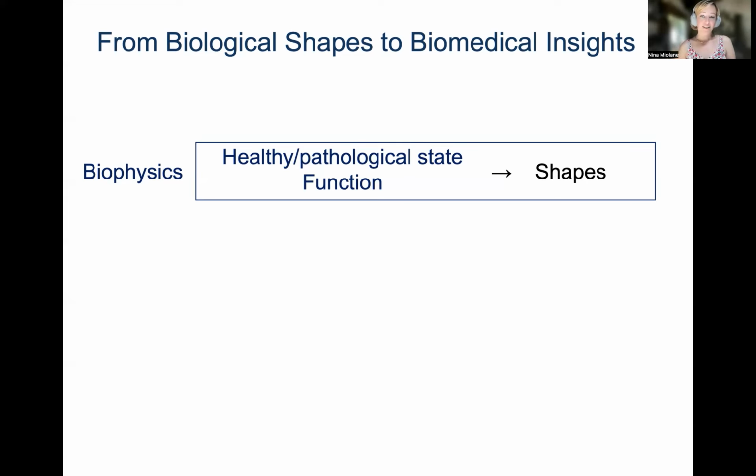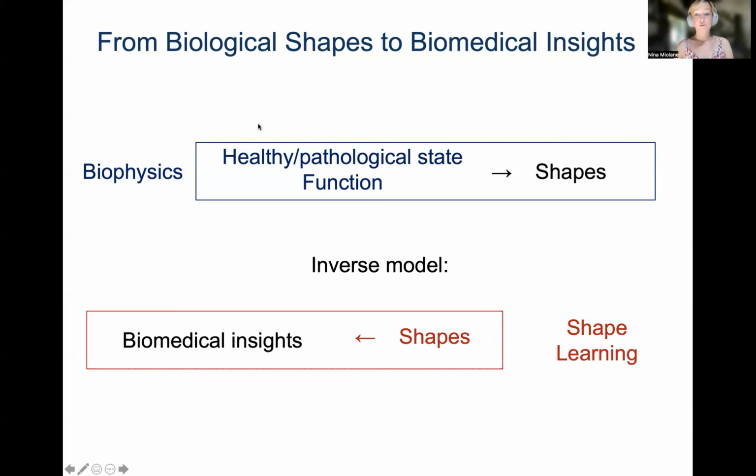Actually, biophysics tells us that the healthy or the pathological state of the biological structure will change its shape, or generally that the function of a biological structure will change its shape. For example, blood cells have a different shape than brain cells or neurons because they have different functions. In the context of this talk, we are interested in inverting that model, in learning biophysics or biology from the data that we have, which are the shapes. So we do statistics and machine learning on shapes, which is what we will call shape learning.